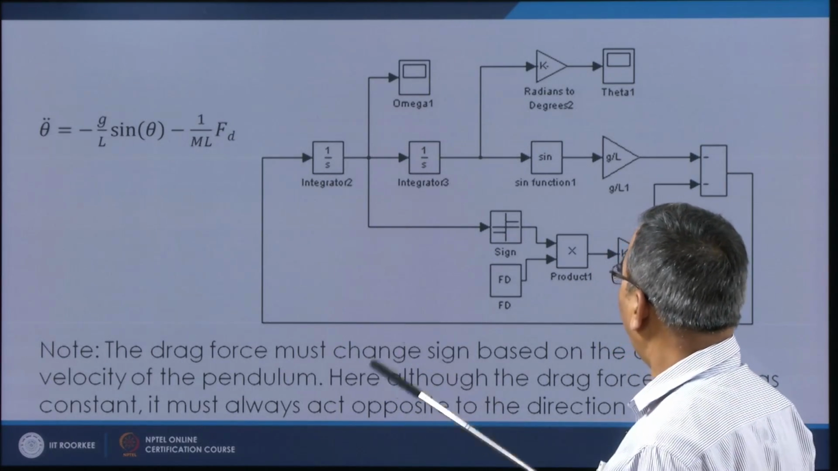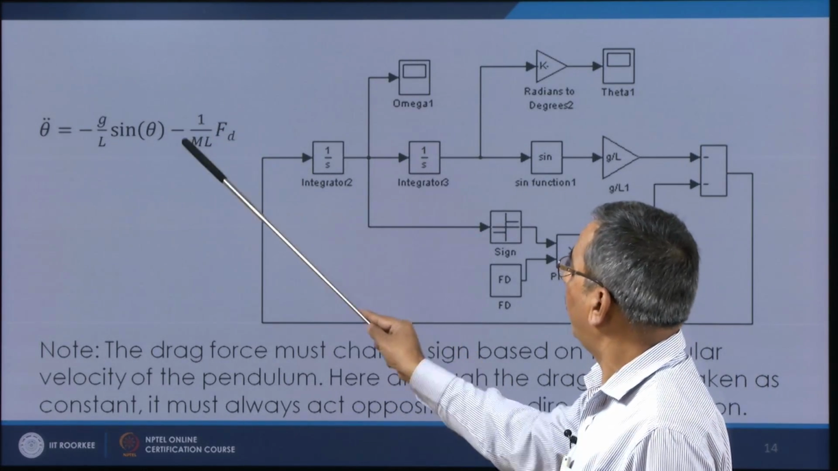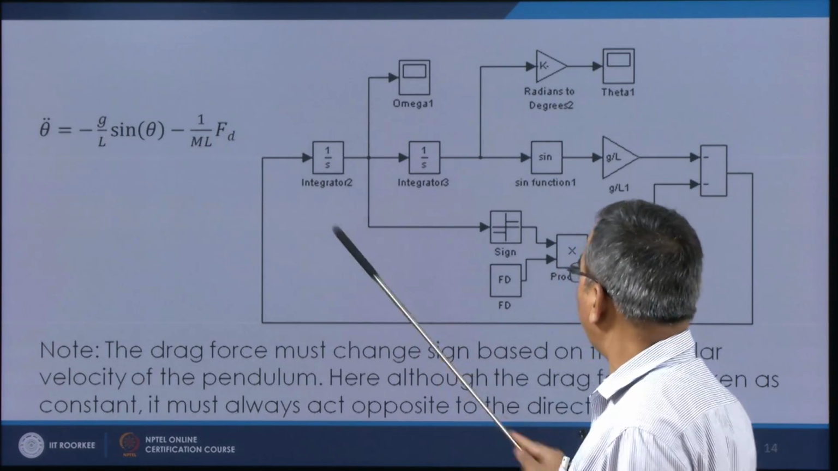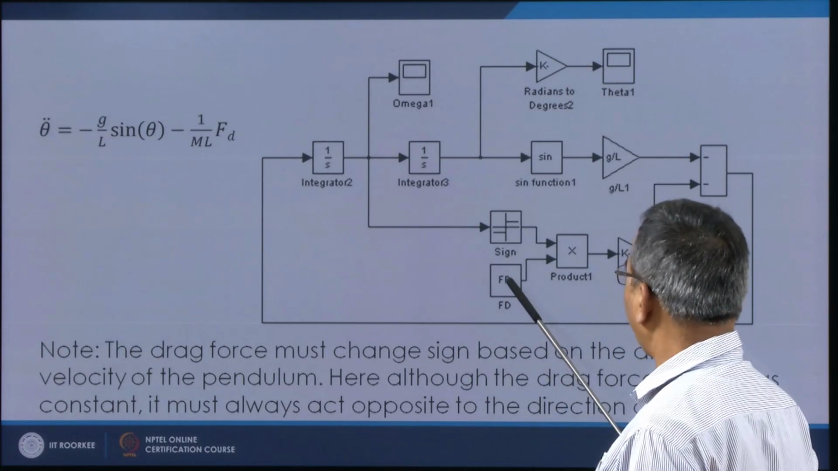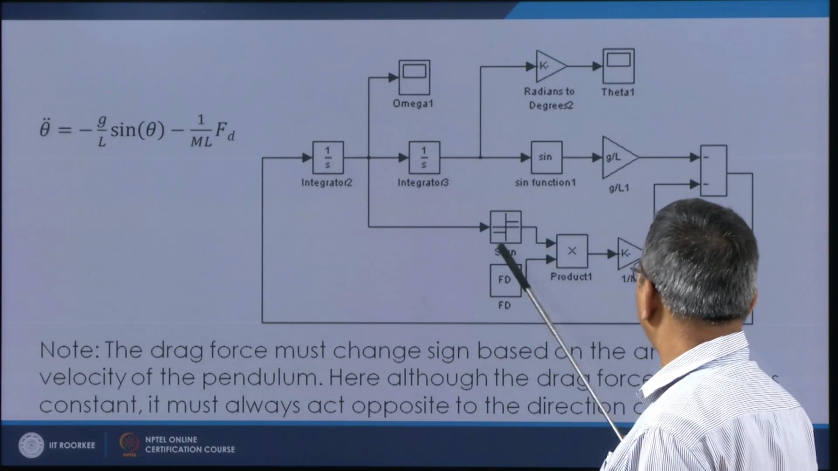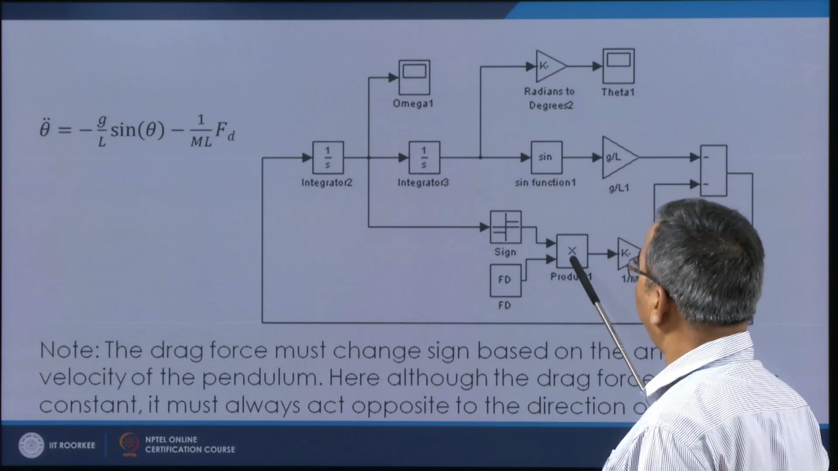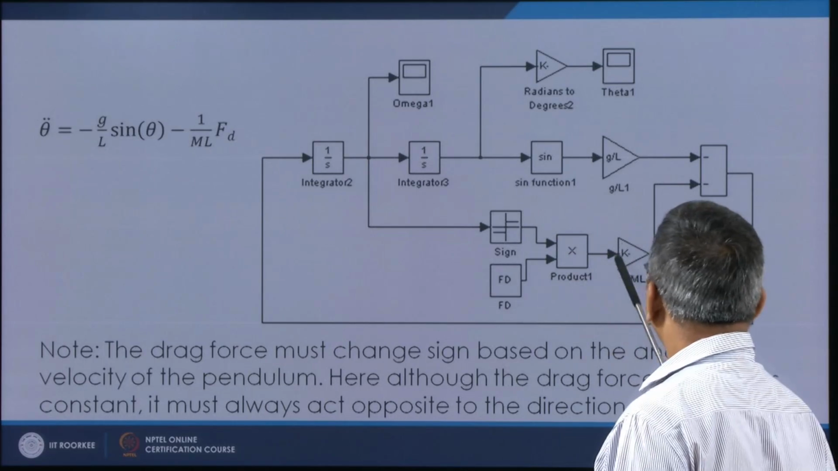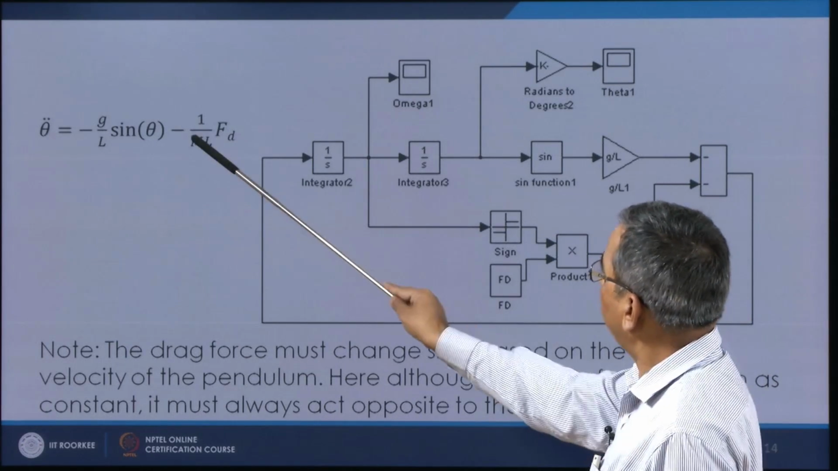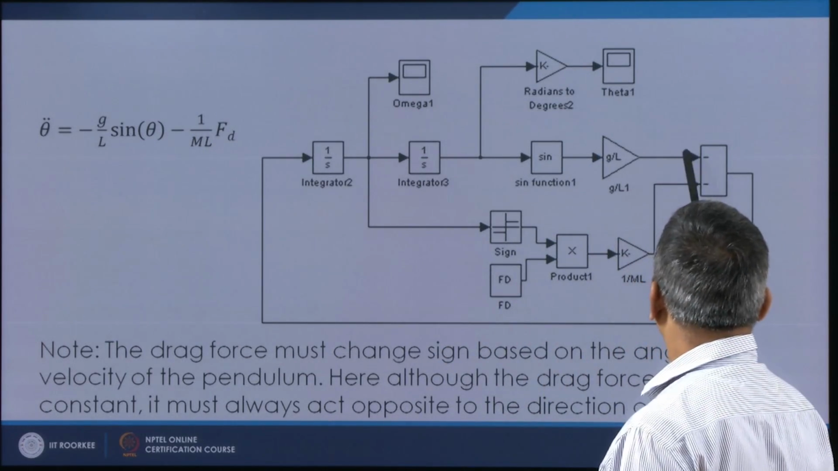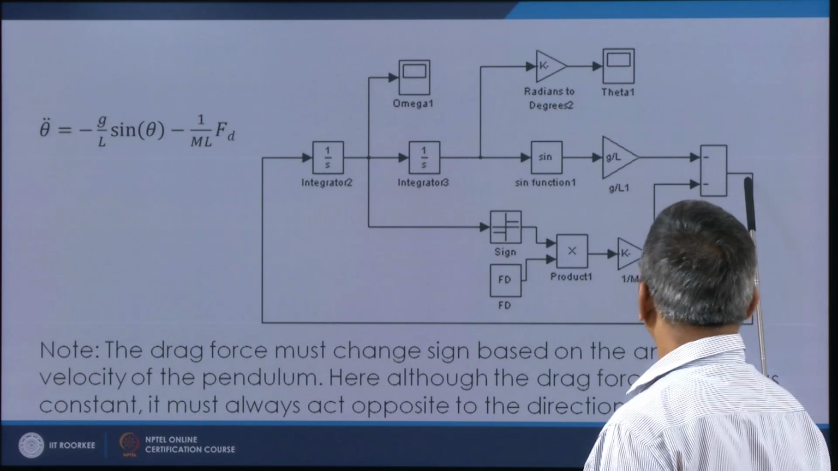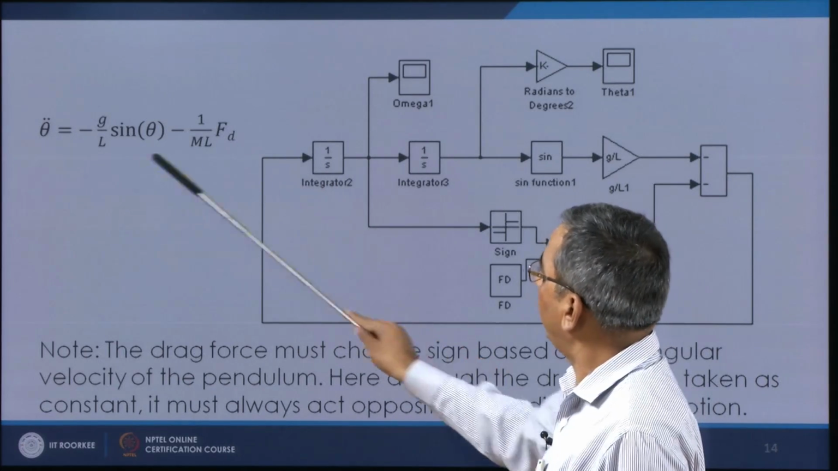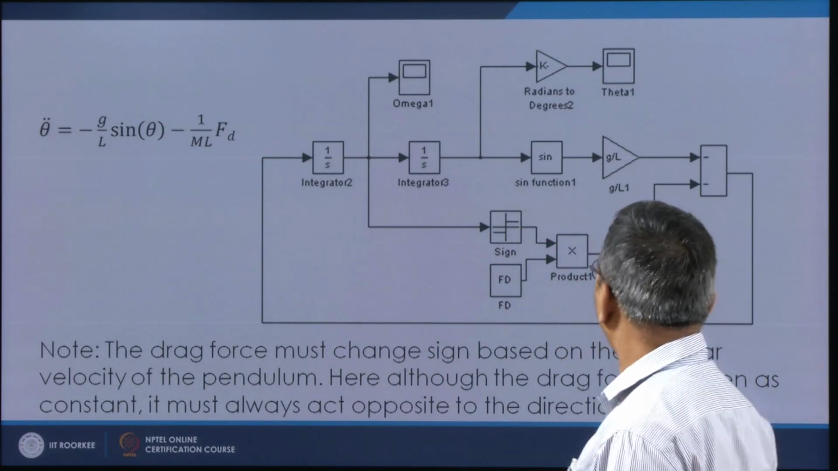Now, we have to model this term. To model this term, I have the drag force Fd. I will explain this a little later. So, I have this Fd, and I multiply it by 1 by ml here, and then I put a minus sign here. Both these added up here will basically give me the theta double dot. So, here I get this theta double dot term.